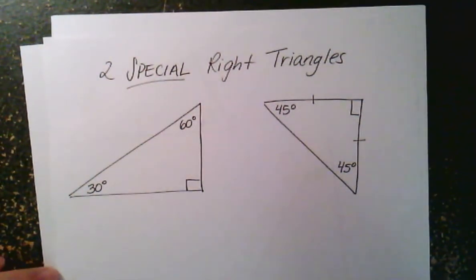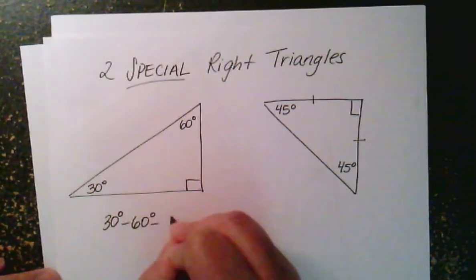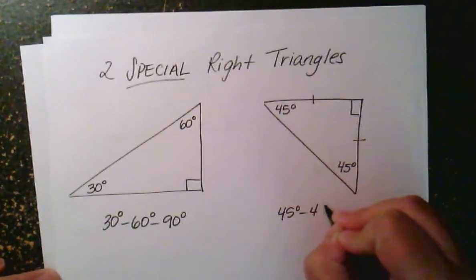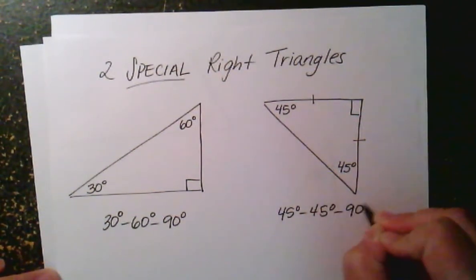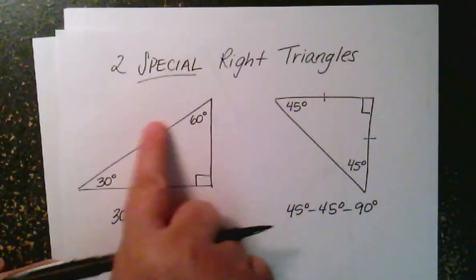And that's usually how we refer to them. We call this one a 30, 60, 90, just talking about what its angles are. And we call this one a 45, 45, 90. Okay, and what we do with these is we memorize the ways in which their side lengths are related to each other.